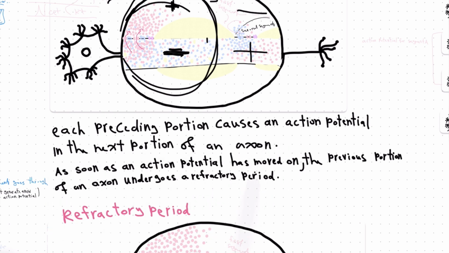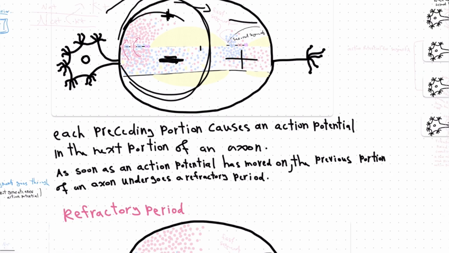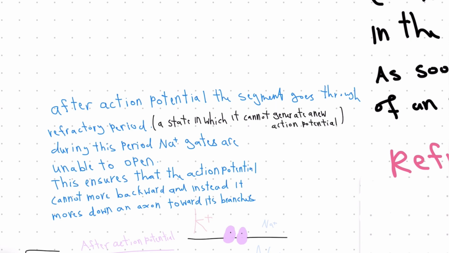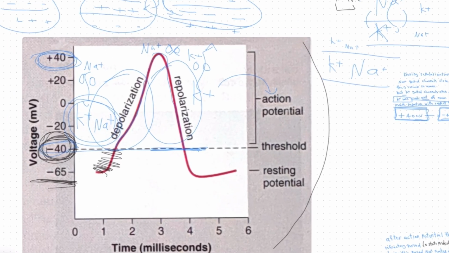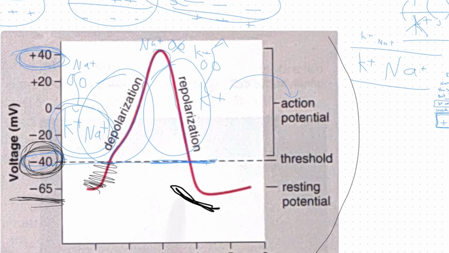As soon as an action potential has moved on, the previous portion of the axon undergoes a refractory period. A refractory period is a state at which the previous segment cannot generate an action potential. During this period, sodium gates are unable to open. This ensures that the action potential cannot move backward and instead moves down an axon toward its branches. And this is where a refractory period happens.